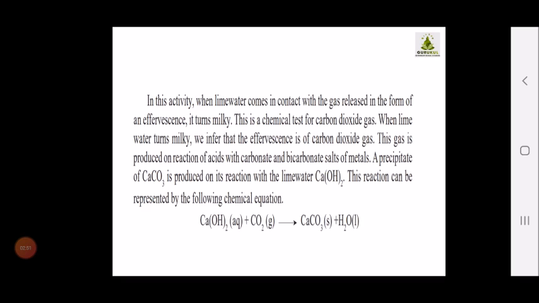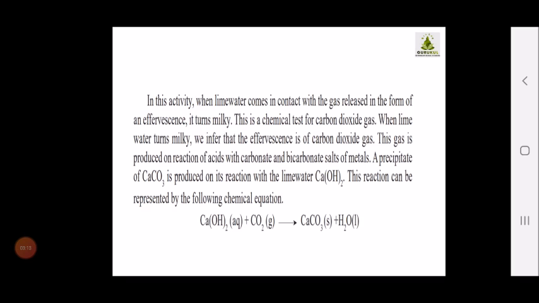A precipitate of CaCO3 is produced on reaction with the lime water, and this reaction can be represented by the following chemical equation. When Ca(OH)2 reacts with carbon dioxide, you get CaCO3 + H2O.